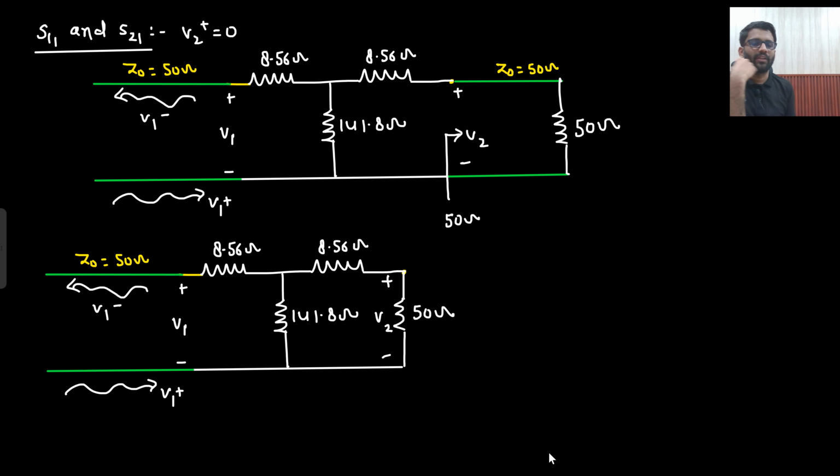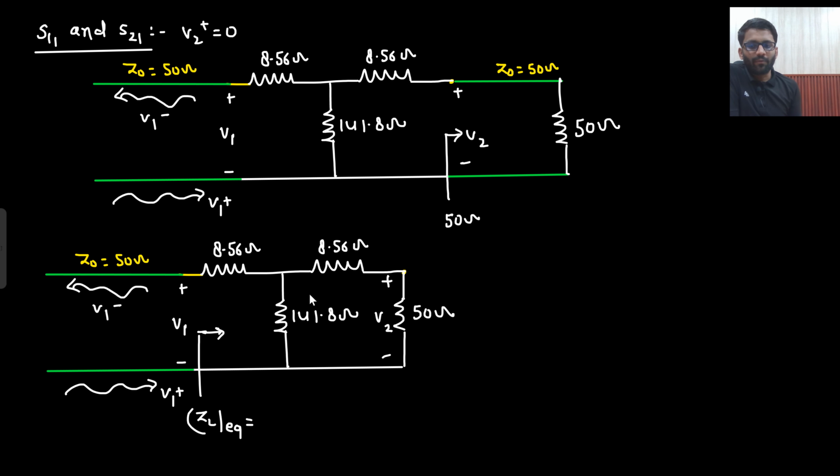ZL minus Z0 upon ZL plus Z0. So what is the equivalent of this load? You can calculate it, and you will get to know it is 50 ohm. If you calculate the equivalent here, I am writing ZL equivalent. How will you calculate it? 50 plus 8.56, that is 58.56. 58.56 parallel with 144.8 will come out to be 42.44.